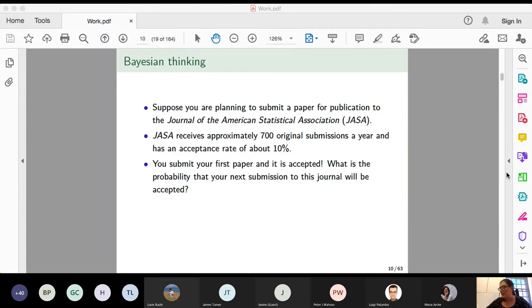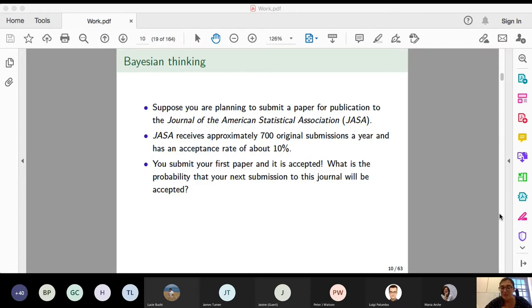So many people are saying 10%, and some other people say more than 10%, something over 10%. Someone said it will increase your chances that your second paper is accepted.